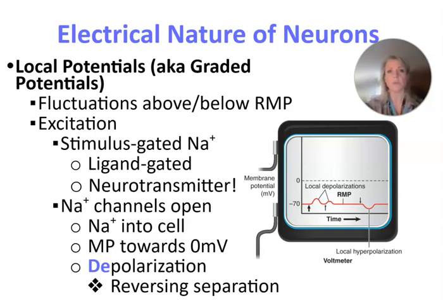So these are simply fluctuations above or below resting membrane potential. When our cell becomes excited, a neurotransmitter, a ligand, binds to a sodium gated channel, and then the sodium channel opens up and allows sodium, which is positively charged, to enter into the cell. That's going to cause a little positive blip on our voltmeter. If you take a look at the voltmeter picture, you'll see two bumps on the left side of the voltmeter.